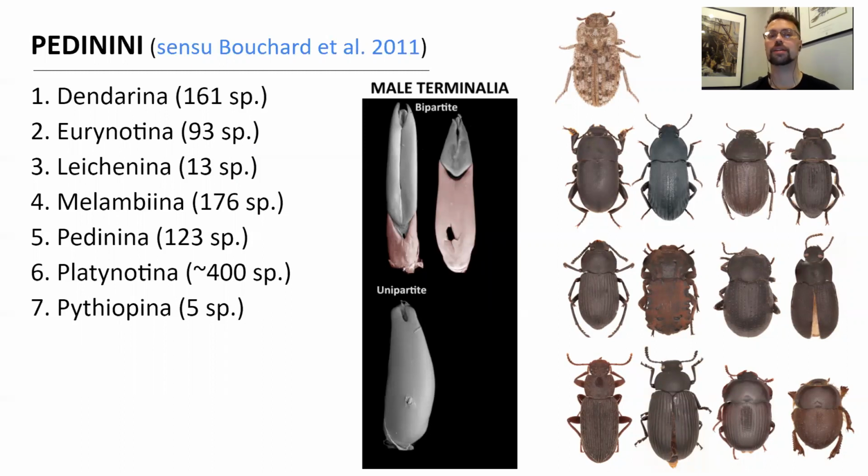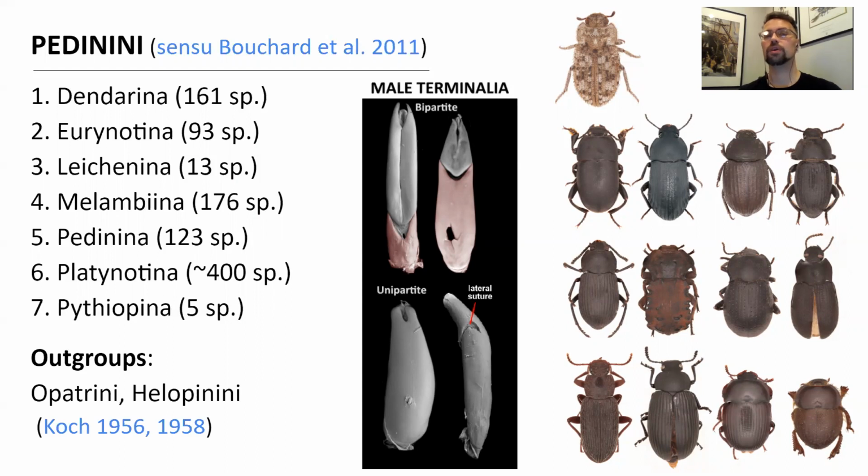And on the other hand, there was Melambiina with unipartite tegmina. Sometimes the definitions were distracted by cases like this, when it is hard to distinguish between the unipartite and bipartite options. The relations between the subtribes were unknown before my study, as phylogenetic work had never been conducted on the tribe. I have referred to available literature and selected Opatrini and Helopinini as potential outgroups.